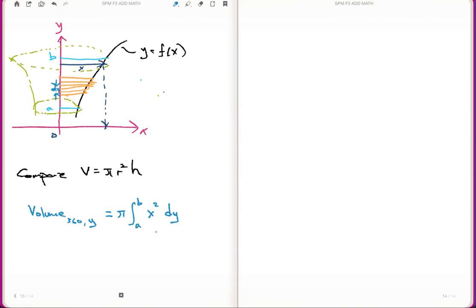This is how it should look. It's not hard. First of all, you determine what is the radius. If you determine the radius is now x, and therefore the height would be the height value. This is my dy over here. Compare with a cylinder. It would be nice if you sketch it. No marks will be given in the exam, but if you sketch it, it helps you to see better.